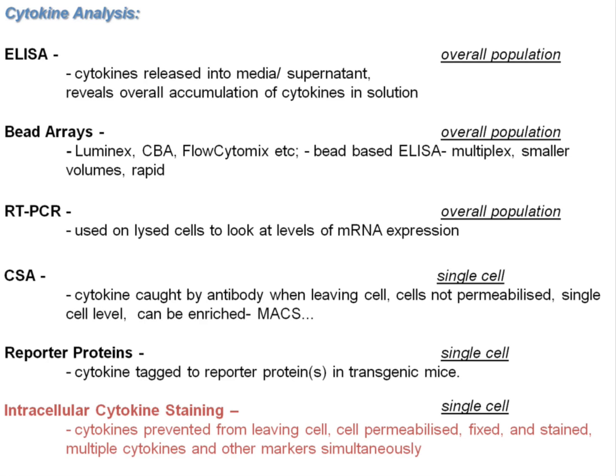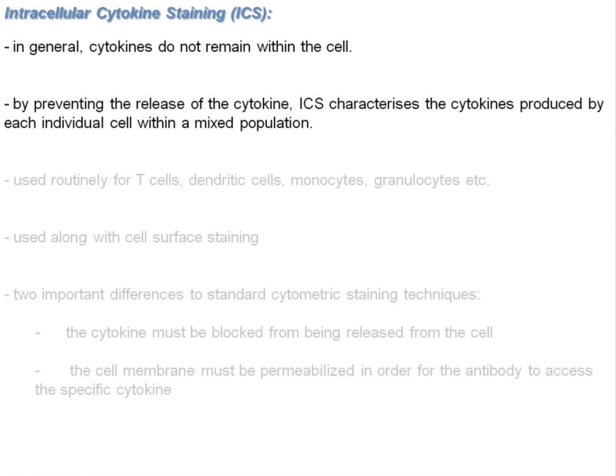And then we get down to what we're talking about today, intracellular cytokine staining, and that's where we block the cytokines being released from the cells, and then we tag it, and we can tag multiple cytokines at once, and we can tie it in with other staining features so that we can look at a lot of things simultaneously. And again, that's an important technique that gives us a lot of advantages.